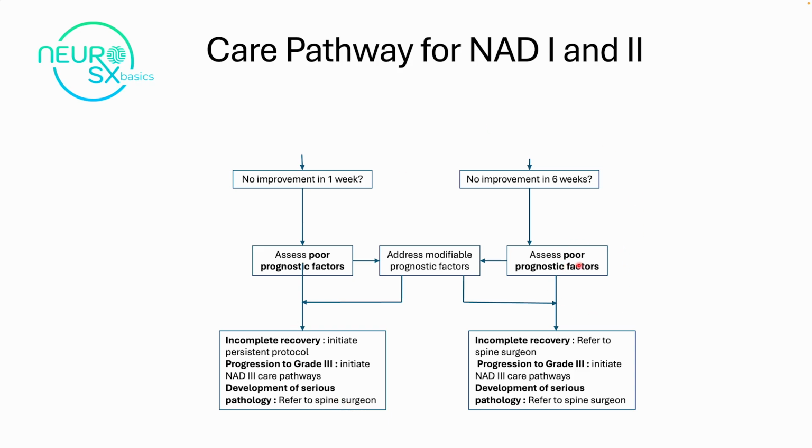On the other hand, in the persistent pathway, if there is incomplete recovery, then you directly have to refer them to the spine surgeon to evaluate for surgery. If they progress to grade 3, we would initiate NAD 3 care pathways, and if they've developed a serious pathology, again, they can be referred to a spine surgeon for further evaluation.